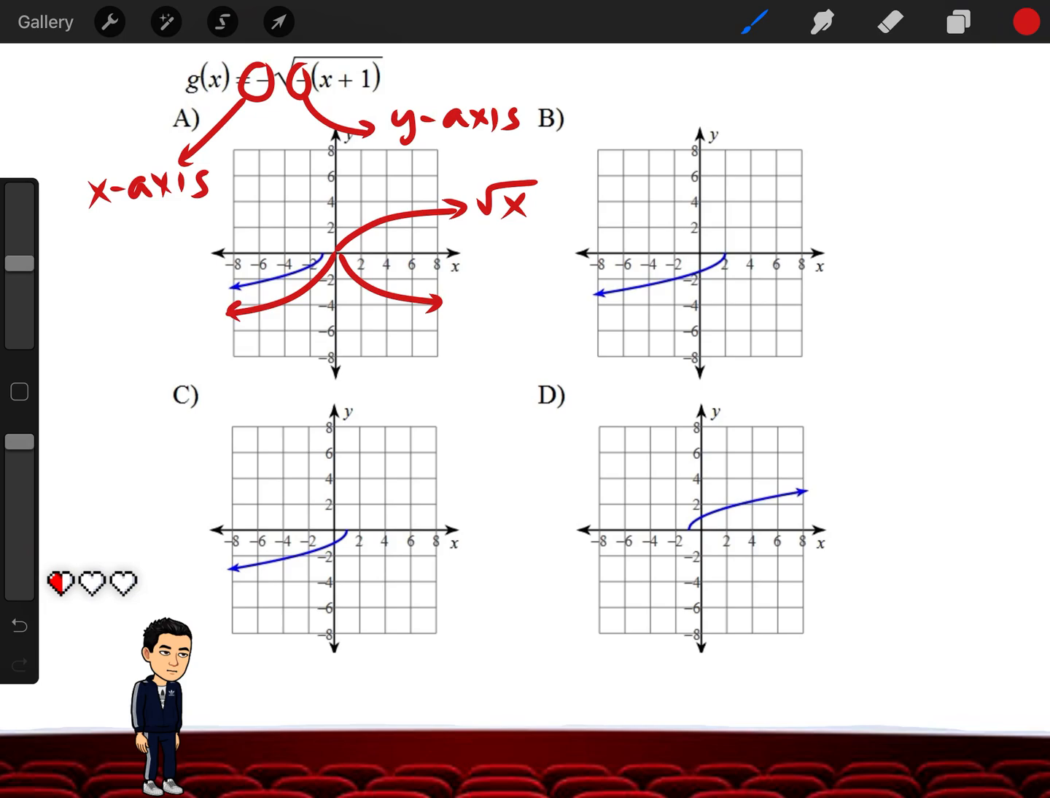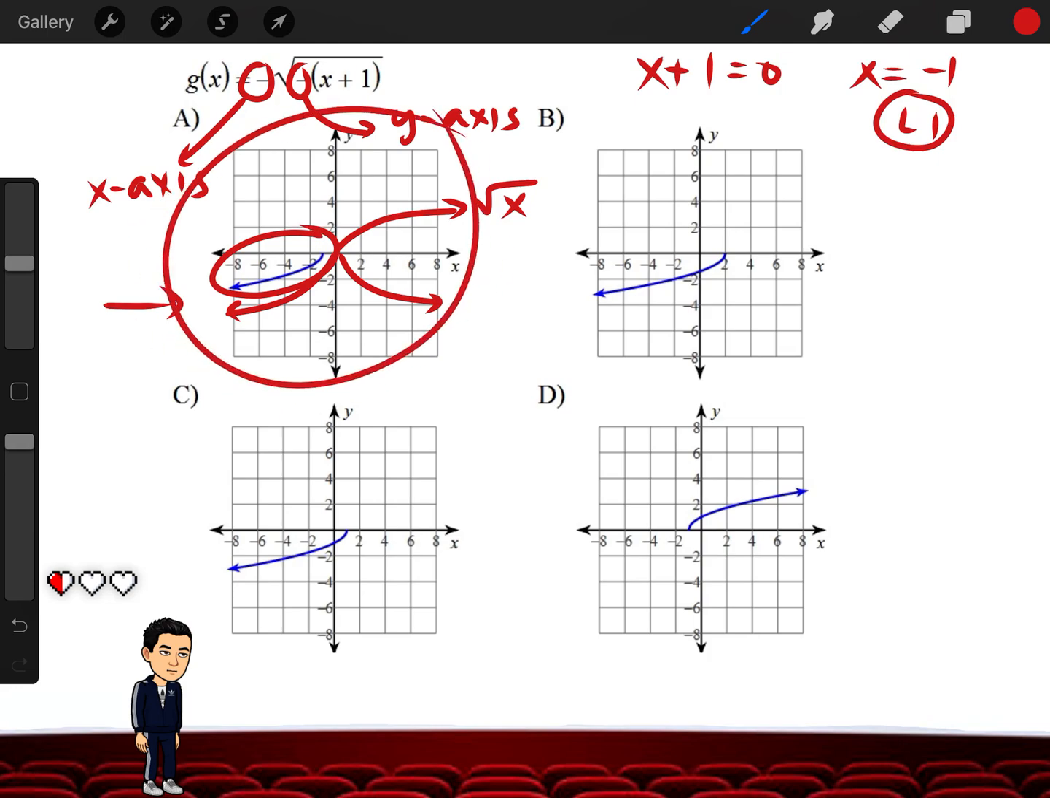Okay, so you're going to end up in the third quadrant, and then you're going to make x plus 1 equal to 0, so x equals negative 1, which means you have to go left by 1 unit. So you're going to have your answer right here. Letter A is your answer. Go left by 1 unit.